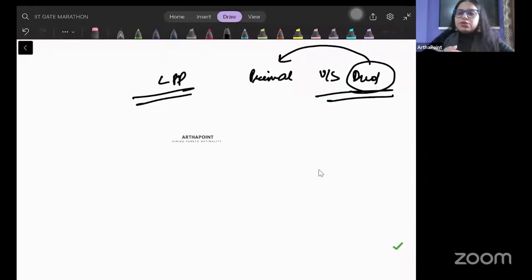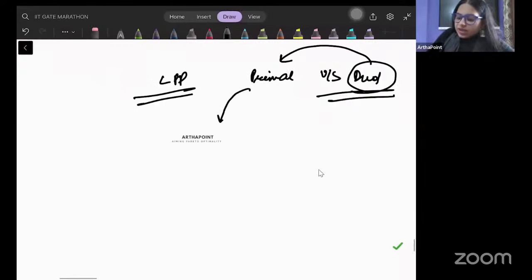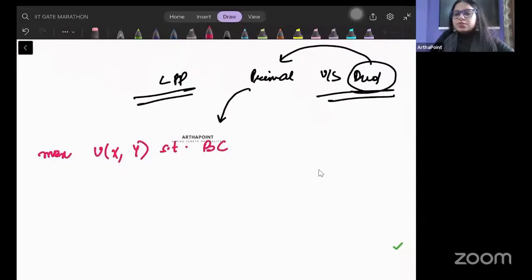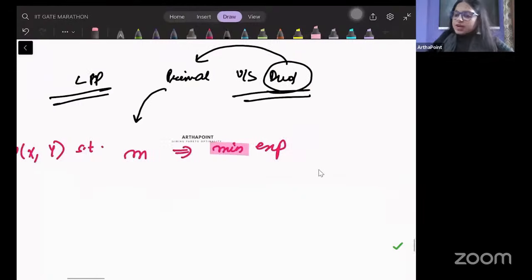जैसे for example, if I tell you that in microeconomics we are saying maximize utility subject to budget constraint, subject to the given level of income, तो इसका dual हो जाएगा minimize expenditure. Income and expenditure are the same only. So maximize will convert to minimize, and we can say minimize expenditure subject to given level of utility.